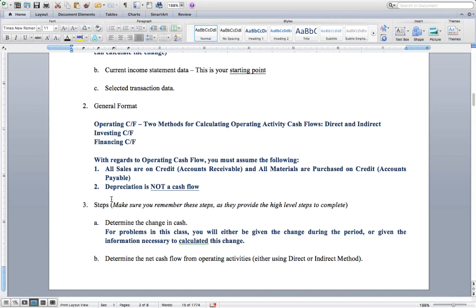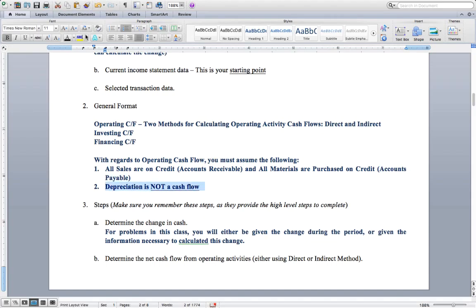With regards to the operating cash flow, you need to make sure you remember this specifically. For this class, all sales will be on credit and all materials purchased are on credit. So accounts receivable and accounts payable. That is how you will think of how balances will be flowing through the cash flow statement, impacting both of these. So every example you have to do a problem on, you will see accounts receivable and accounts payable as something you need to reflect in your statement of cash flows.